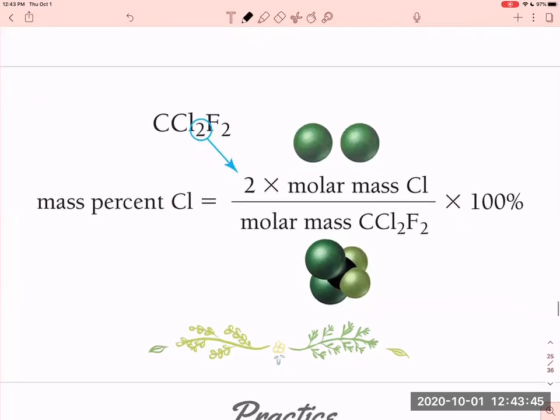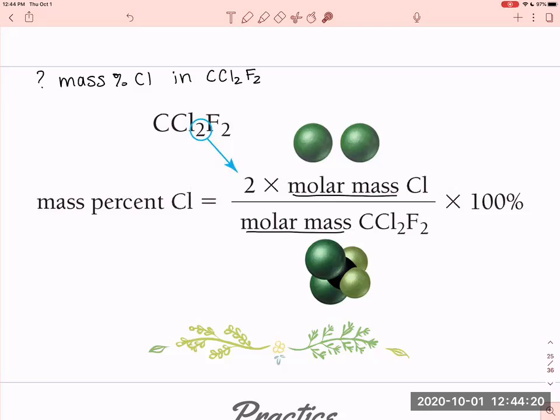So here's kind of, what if I asked you for the mass percent of chlorine in CCl2F2? This is a chlorofluorocarbon, it's a pollutant. So how would I do that? If I don't give you numbers, you can use the molar masses. Because there are 2 chlorines in CCl2F2, I'm just going to say 2 chlorines times whatever the molar mass of chlorine is, divided by the total molar mass of this.